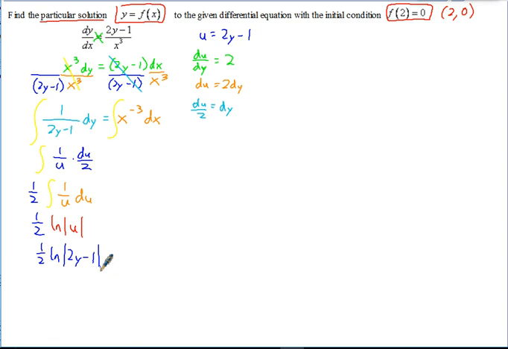And then the right side, though, there's just no function inside. This doesn't require u substitution. So we can just integrate it right away. When you integrate x to the negative 3, you get x to the negative 2 over negative 2. And then plus c. And if we simplify that, we get 1 over negative 2x squared plus c.